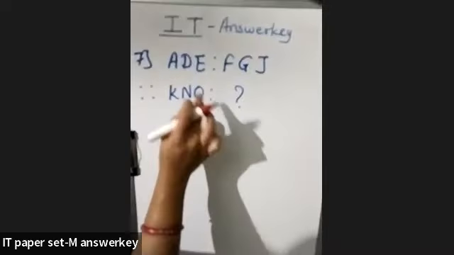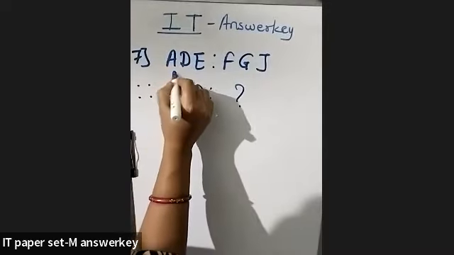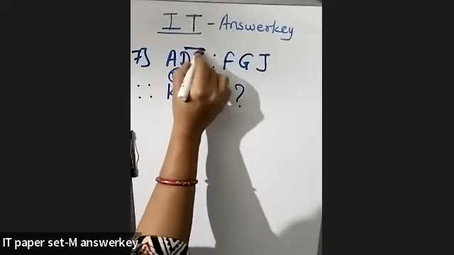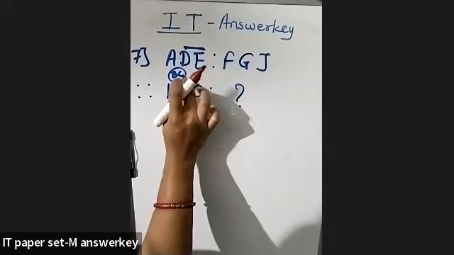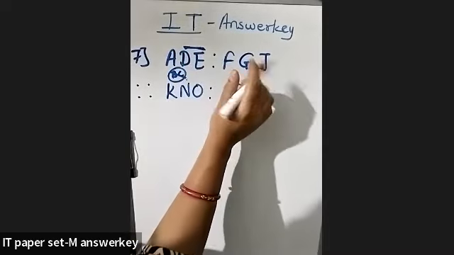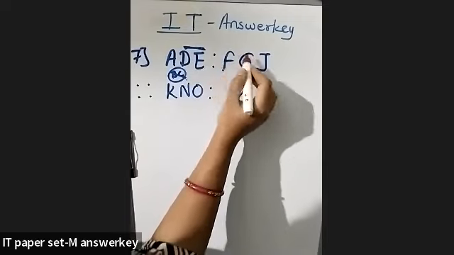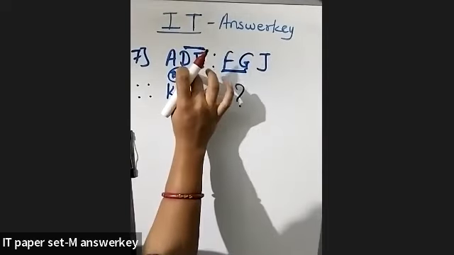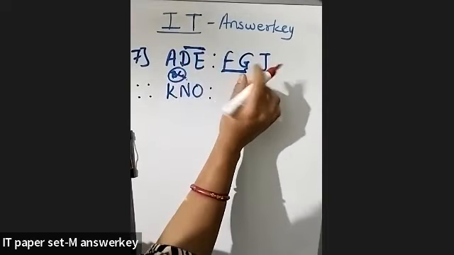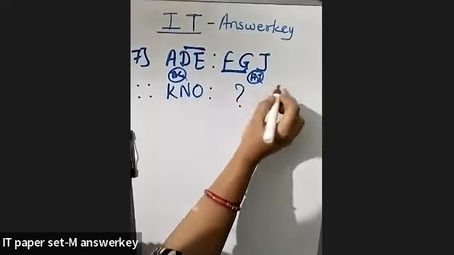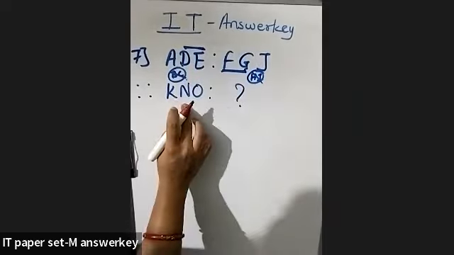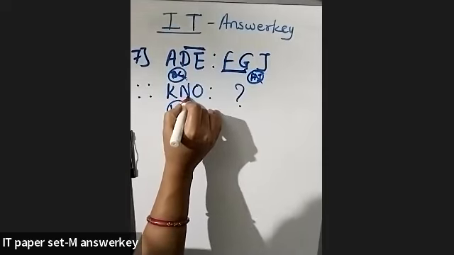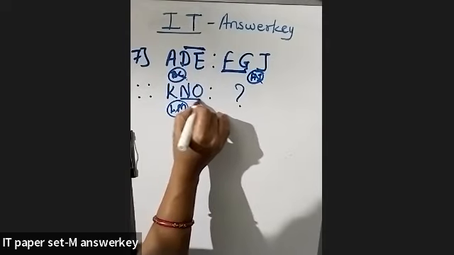So, if we see here, A, B, C is dropped, D, E. And in the next group, F. Next letter of F is G. So there is a group of first two letters and there is a group of last two letters. F, G, H and I are dropped here. So same method. K, L, M is dropped and N comes. After N, there is O.